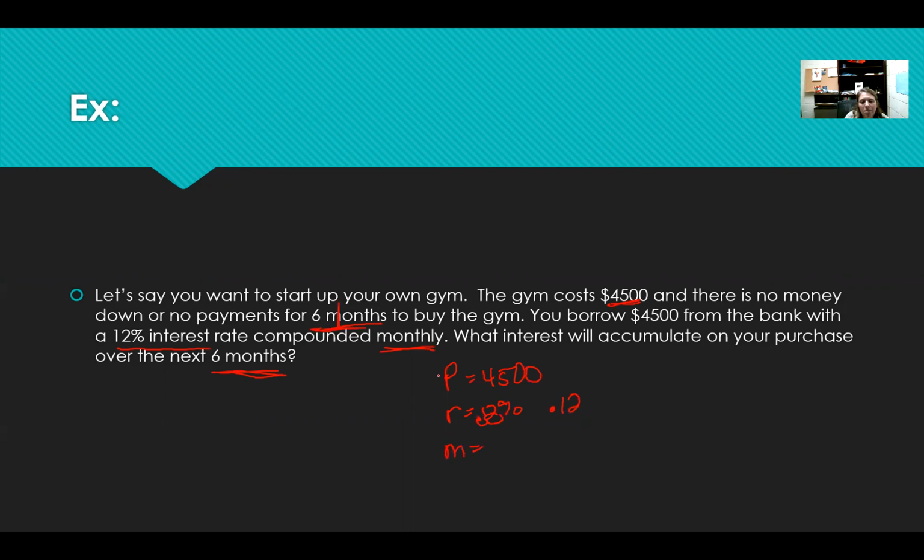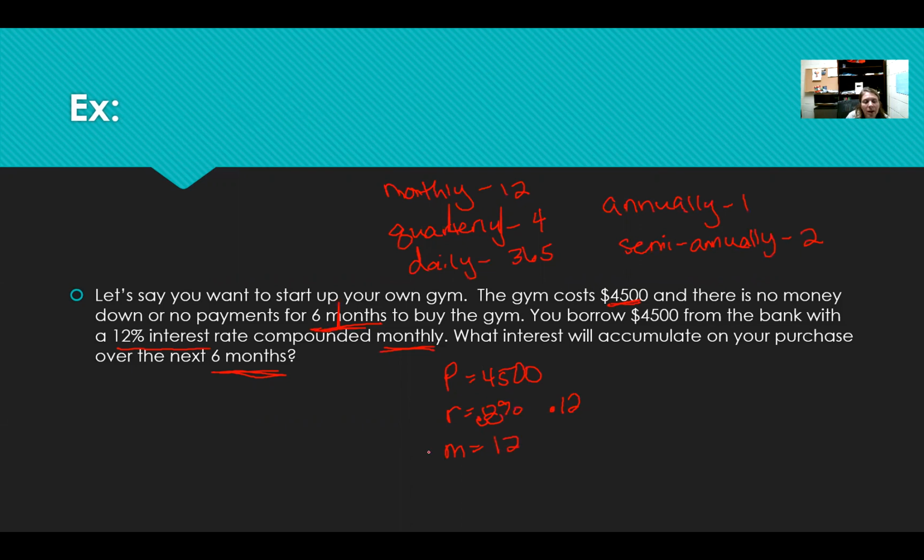It's compounded monthly, okay? So when we're talking about compounding, you can have monthly, which would be 12 times a year. You can have quarterly, which would be 4 times a year. You can have daily, which would be 365 days a year. These are the most common ones. Annually means just once a year. Semi-annually means twice a year.